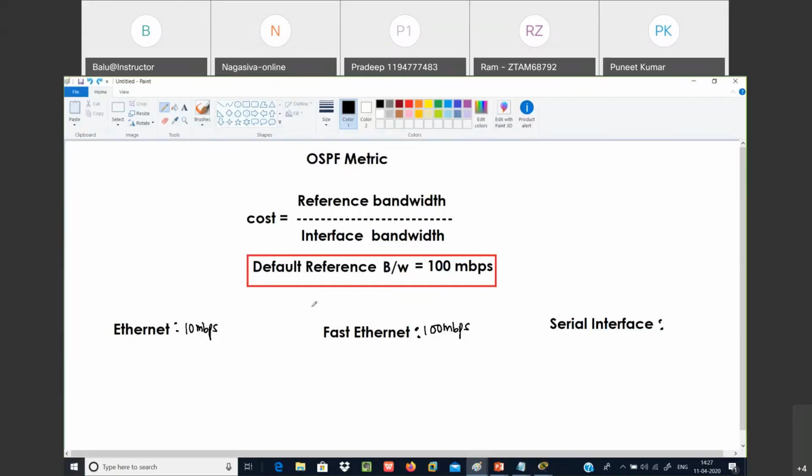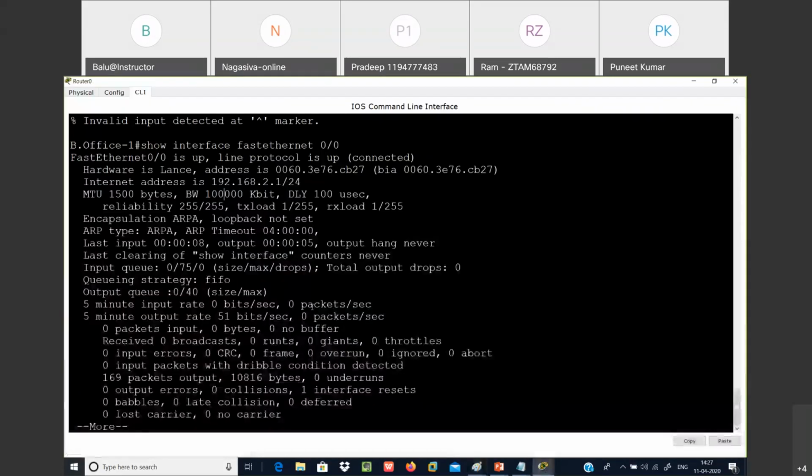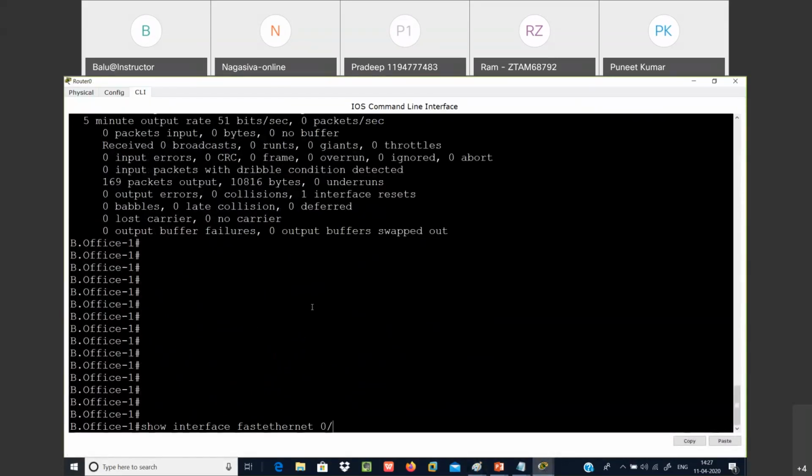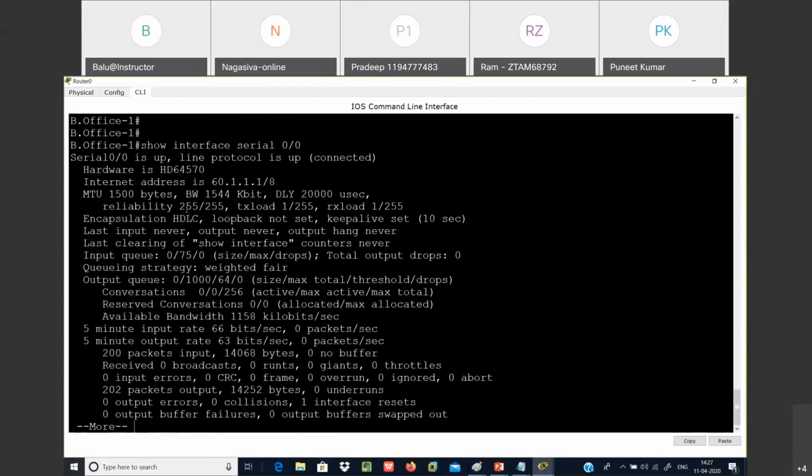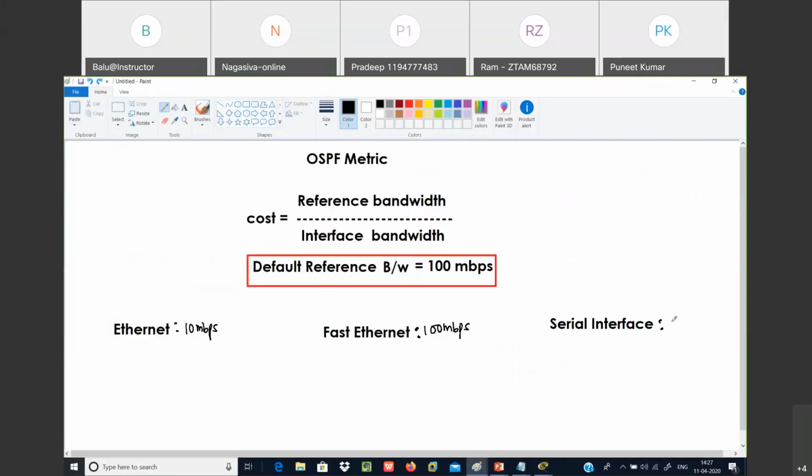So what was the command to check the serial interface speed? Same command, but with serial 0/0 instead of fast Ethernet. Enter. Now what is the serial interface bandwidth here? 1544 kilobits, which converted into megabits is 1.54 Mbps. Okay, now we have all the interface bandwidths, and we know the reference bandwidth also. Now let me go for the cost calculation.